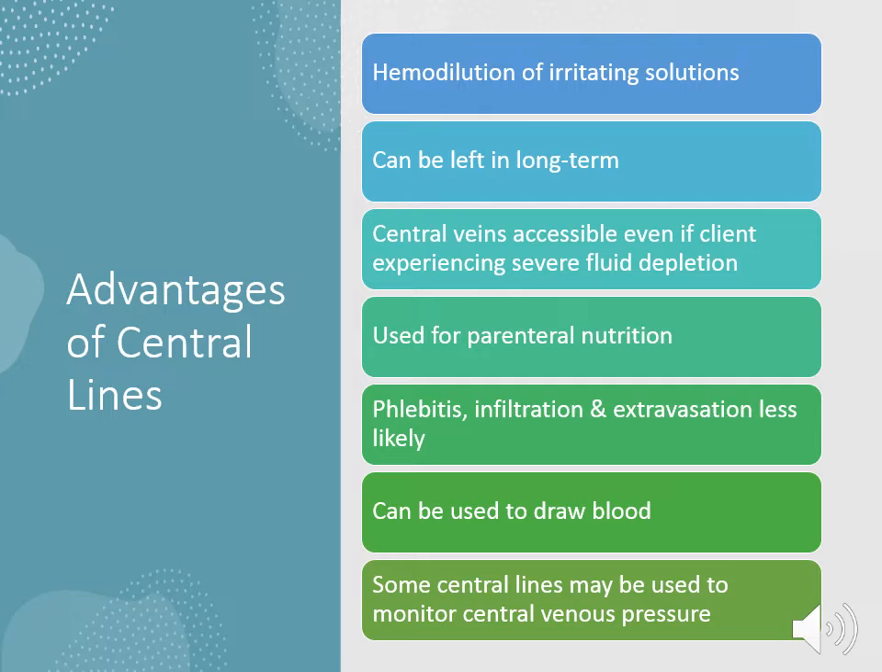You can use it to draw blood. So if you have a patient that's getting frequent blood draws, it's pretty easy to draw off a central line where a peripheral line may not give you blood return. And then some lines can be used to measure central venous pressure. So you may need this on a patient who may be unstable.